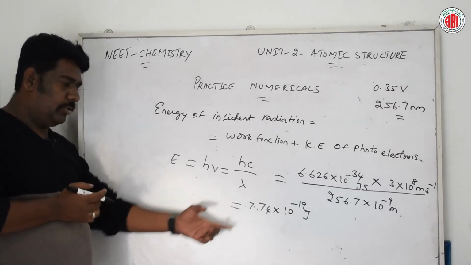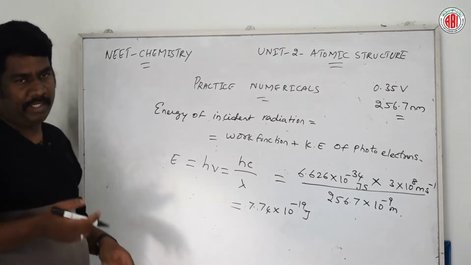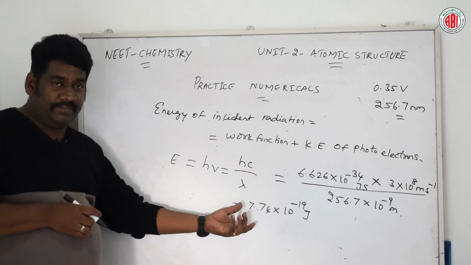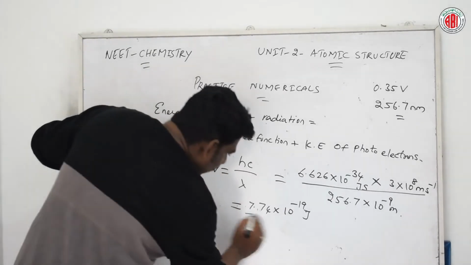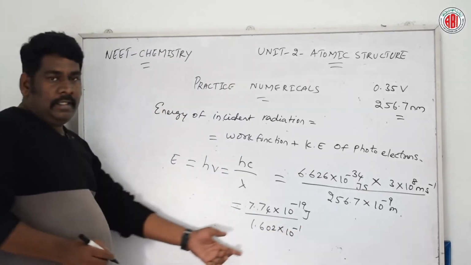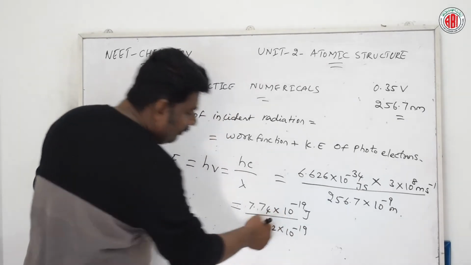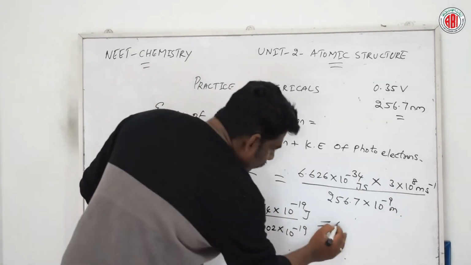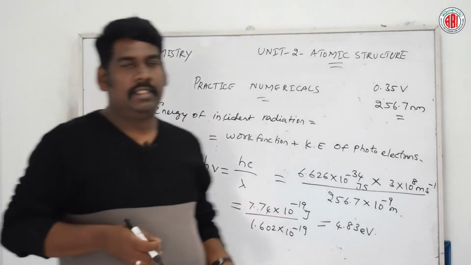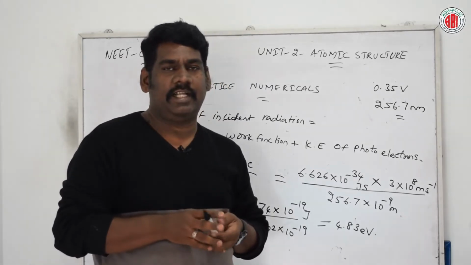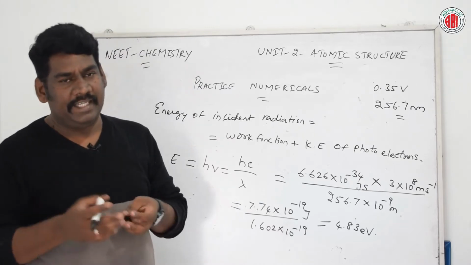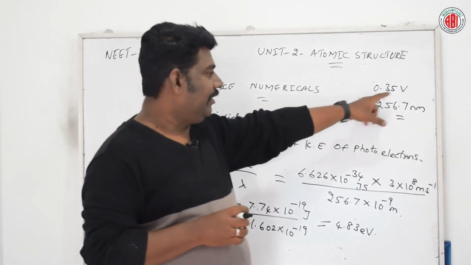Now we are going to convert joule into electron volt. To convert this, we divide this value by the charge, 1.602 into 10 to the power of minus 19. Simplifying this we get 4.83 electron volt. The potential energy gives the kinetic energy to the electron.